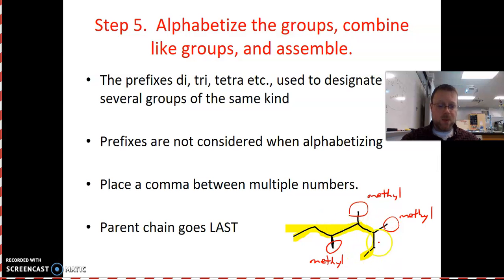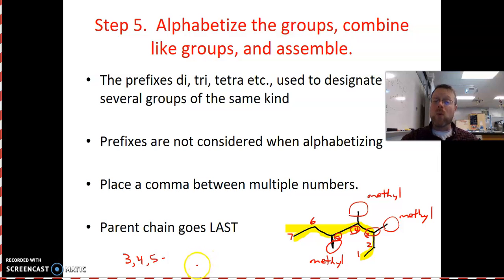That looks like most of my attachments are closer to this end, so I'm going to start numbering from this end. 1, 2, 3, 4, 5, 6, 7. Looks like the big chain is a heptane. So then I would want numbers to say where those methyls are. I have one at 3, I have one at 4, and I have one at 5. This would be a 3, 4, 5.